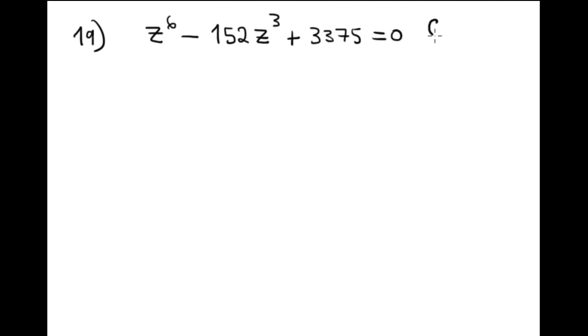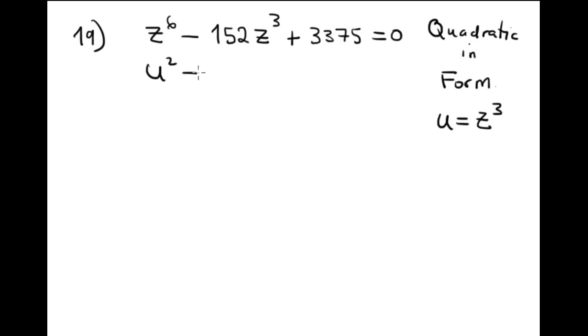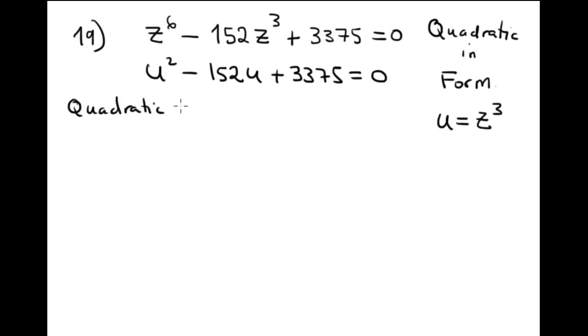Okay, again this equation is quadratic in form. The substitution is u equals c to the cubic power. Then u squared minus 152u plus 3,375 equals 0. Let's solve it by the quadratic formula. A is 1, B is negative 152, and C is 3,375.